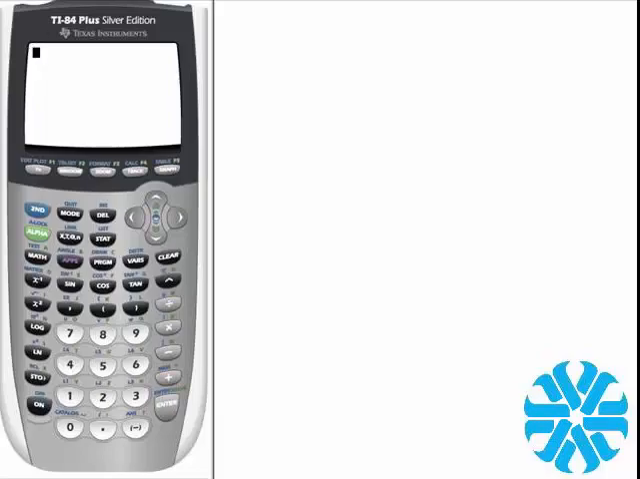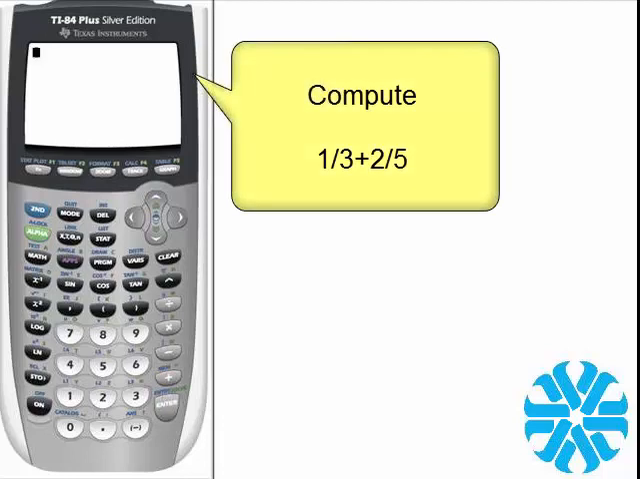In this video, you will learn how to do computations with fractions and express your answers in fractional form and then convert it to decimal form. In mathematics, you may be asked to express your answer as an exact value. For example, if you are asked to compute the value of 1/3 plus 2/5.